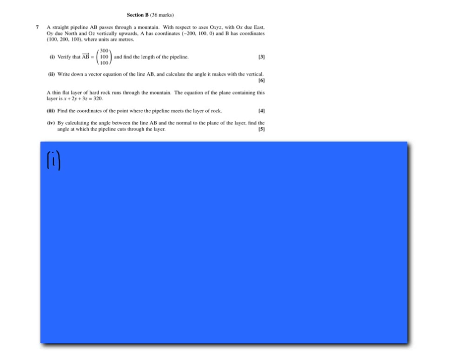Part 1. To verify that AB is equal to (300, 100, 100), we think of moving from A to B. Firstly, we move from O to A, then add on A to B. This should take us to B. OA is equal to (-200, 100, 0) plus AB, which is given as (300, 100, 100). We can use this as we've only been asked to verify.